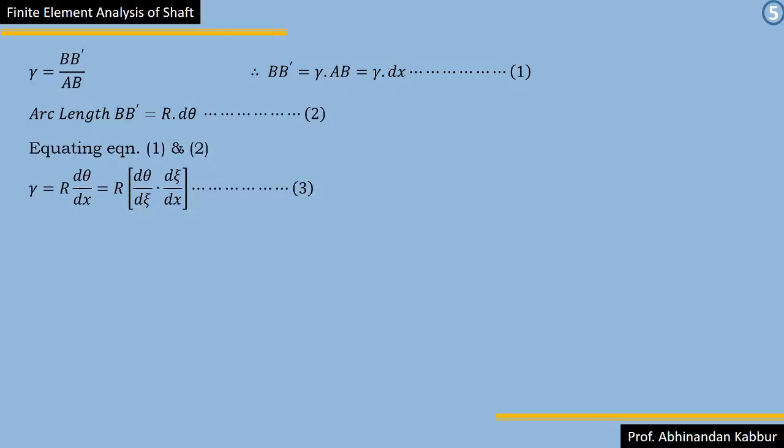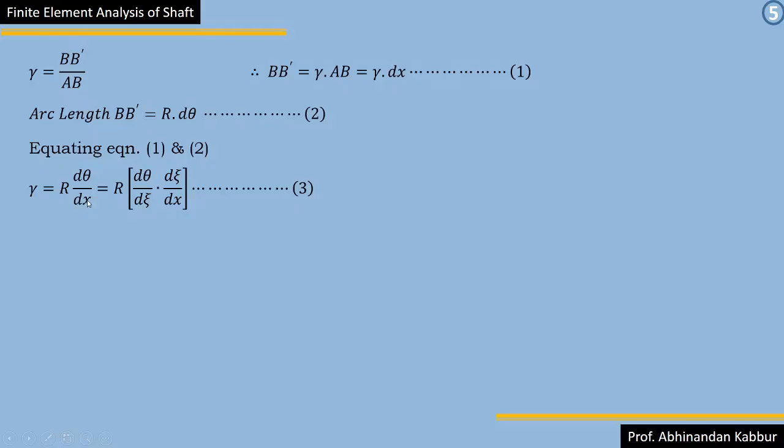Now equating equation number 1 and 2, because on the left hand side in both equations I have BB dash, when I equate, I will get gamma is equal to r into d theta divided by dx. Now this theta can be represented in the form of local coordinates, or it can be represented in the form of global coordinates. So let us go with the local coordinates. That means I am mentioning theta in terms of zeta.